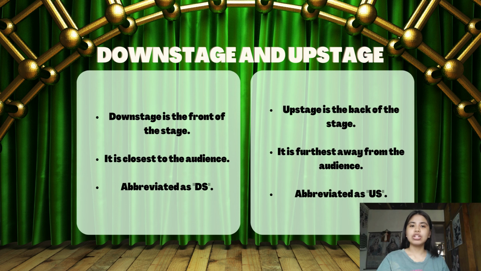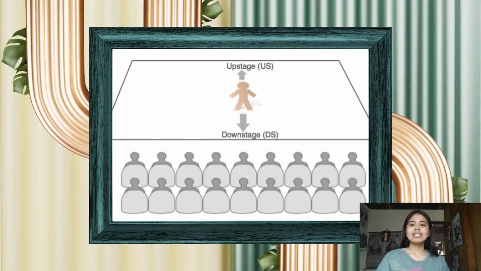The common abbreviation on a stage plot for downstage is DS, and for upstage it is US. This is a sample illustration of the downstage and upstage stage positioning.